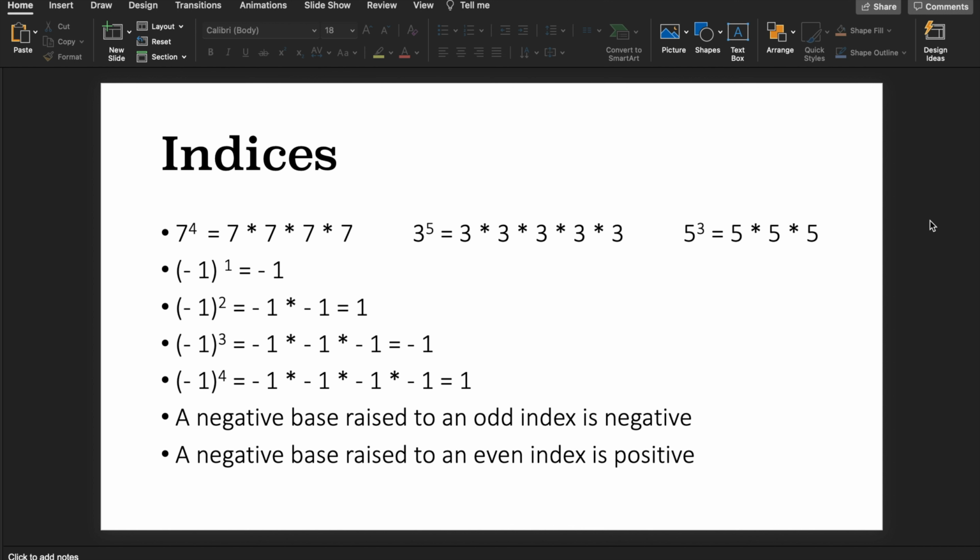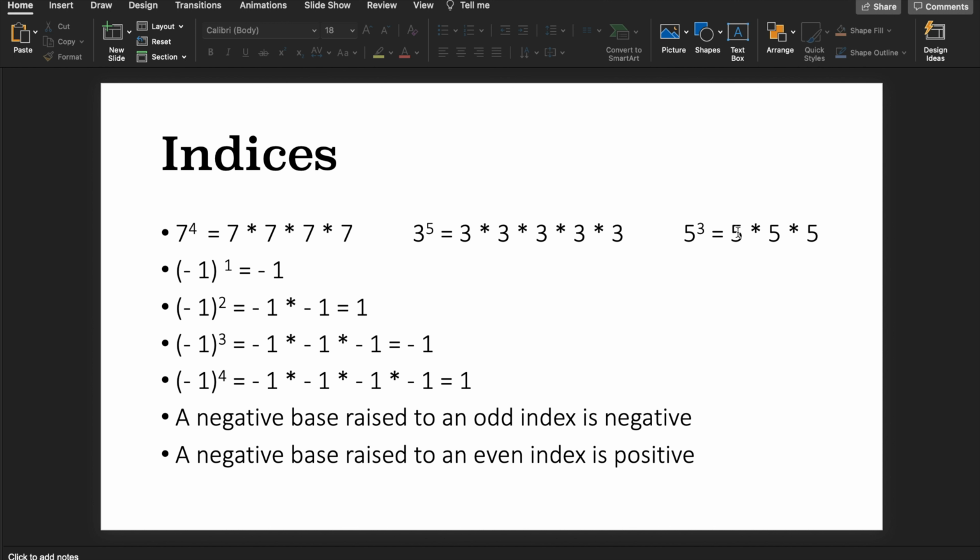So here I've written down a few things. 7 to the power of 4 is equivalent to 7 into 7 into 7 into 7. So 7 multiplied by itself 4 times. That's what this means. And then 3 to the power of 5 is 3 multiplied by itself 5 times. So 3 multiplied by 3 multiplied by 3 multiplied by 3 multiplied by 3.